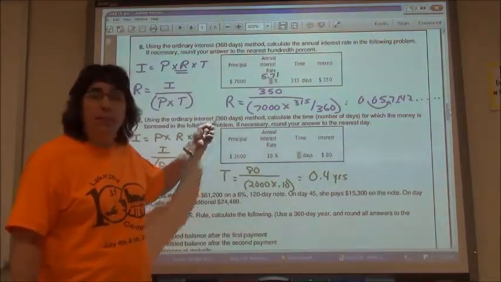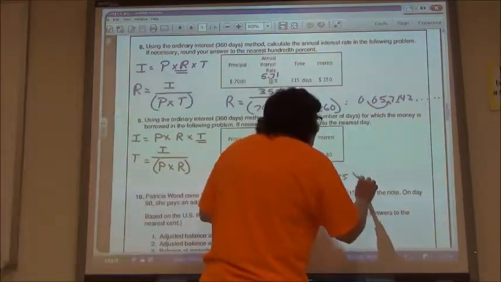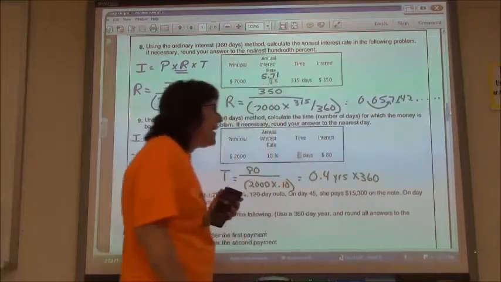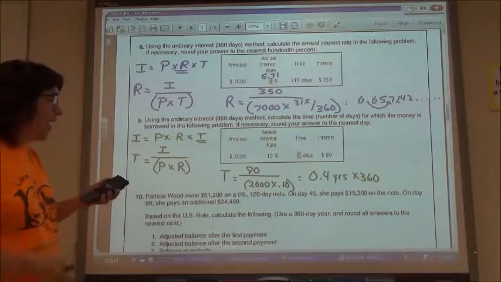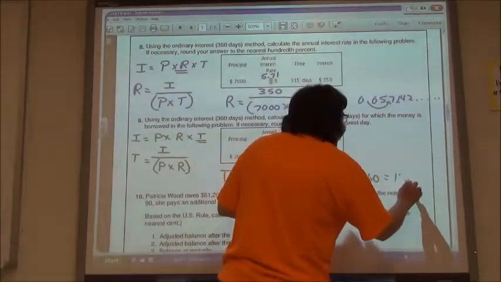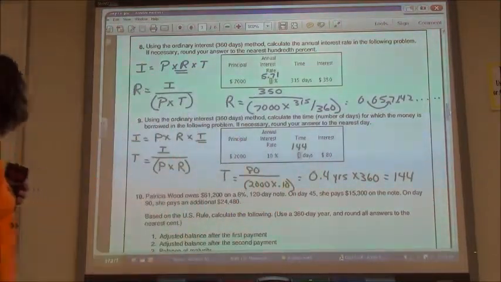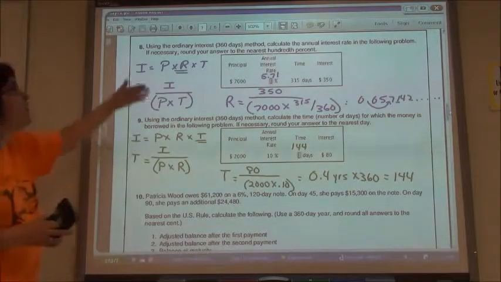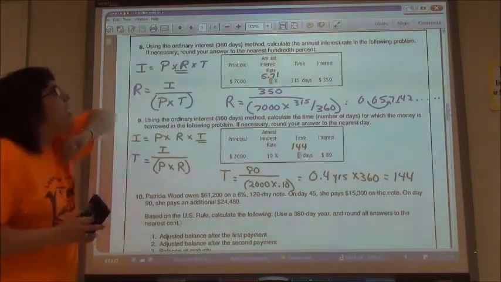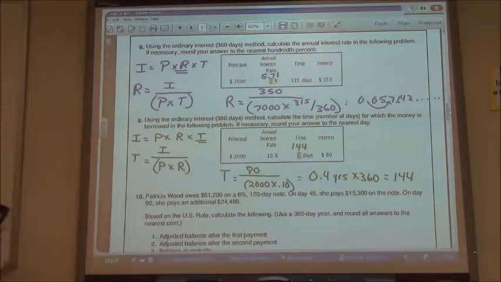I want to change my answer to days, so I have to multiply by how many days are in a year. They're telling us to use ordinary time, so we're going to multiply this by 360 because there's 360 days in a year. So times 360, and my answer then is 144. So my time, 144 days. So 3 different ways we saw that, either where we were solving for the principal, the rate, or the time. In all 3 cases, we take the interest divided by the other 2, and then there's some conversions that we sometimes have to do in order to get our answer in the right form.